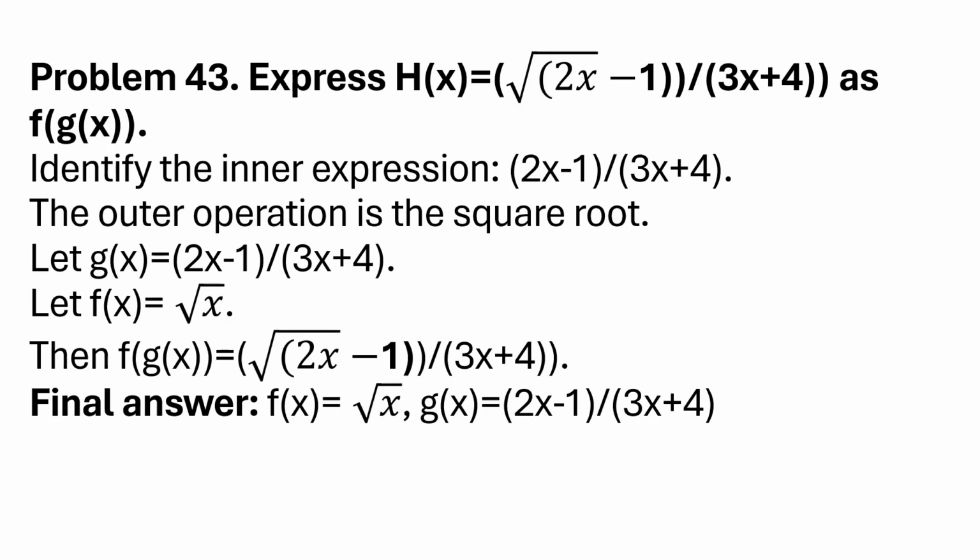We are asked to express the function h of x as a composition of two functions. Notice that the square root is applied last. Choose g of x to be the fraction 2x minus 1 divided by 3x plus 4. Then define f of x as the square root of x. Applying f to g produces the original function. Therefore, h of x equals f composed with g.